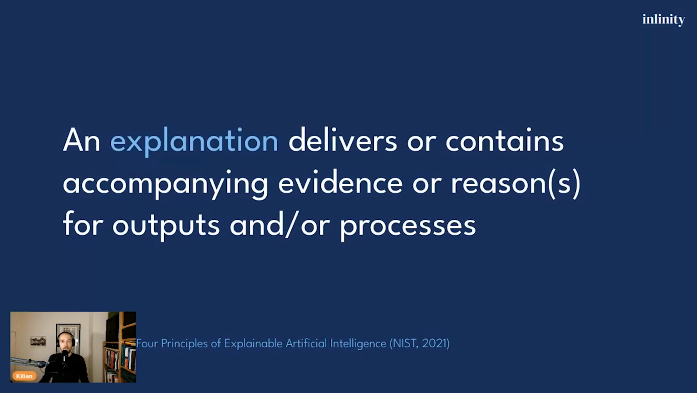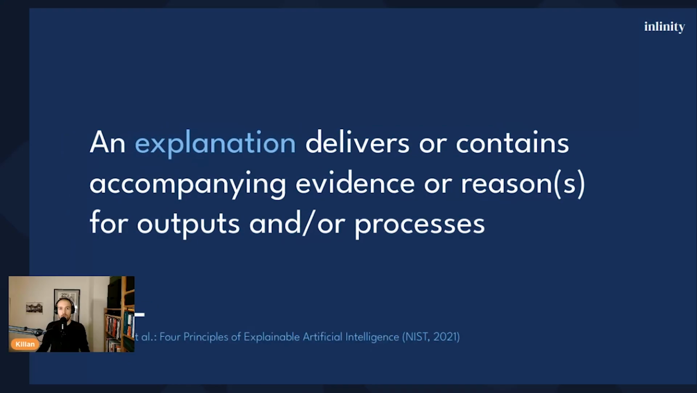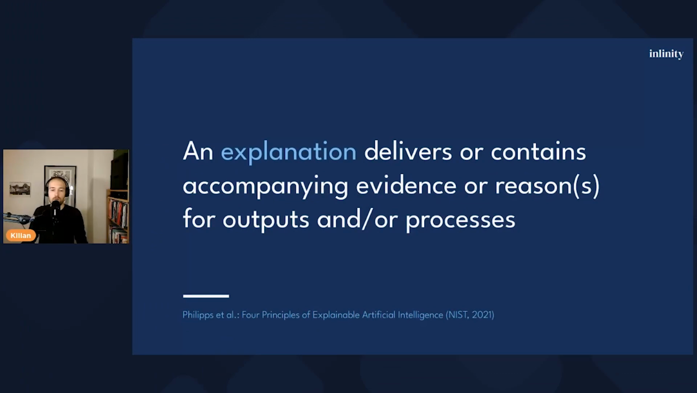And to make this a little bit less meta and more practical, let's look at another definition. This is something which I took from the Four Principles of Explainable Artificial Intelligence. It's a paper by NIST, the National Institute of Standards and Technology. It was published about, I think, 14 months ago. And it's a very practical framework for thinking about these kinds of things. They say that an explanation is something which delivers or contains evidence or reasons for outputs and/or processes.